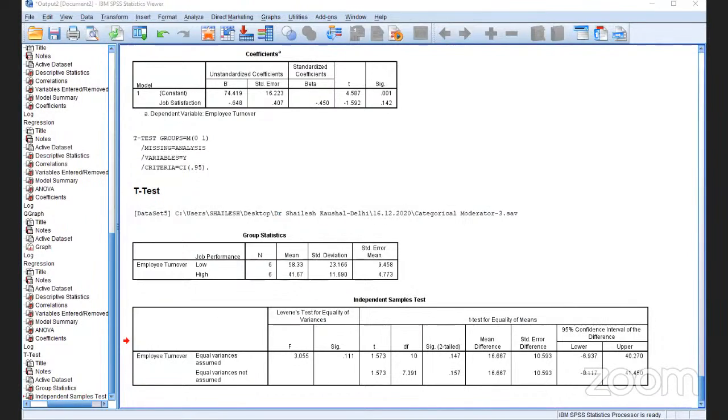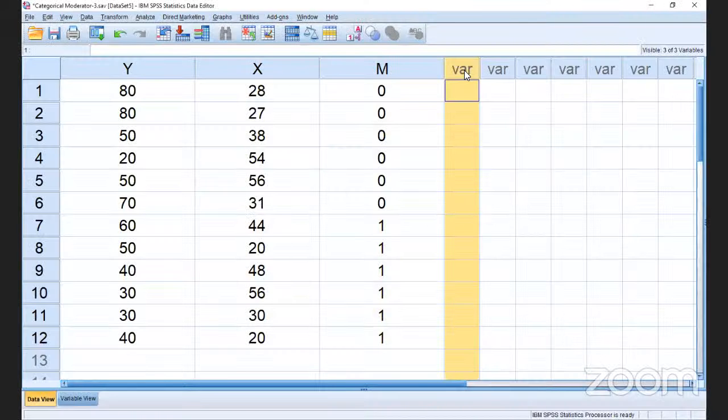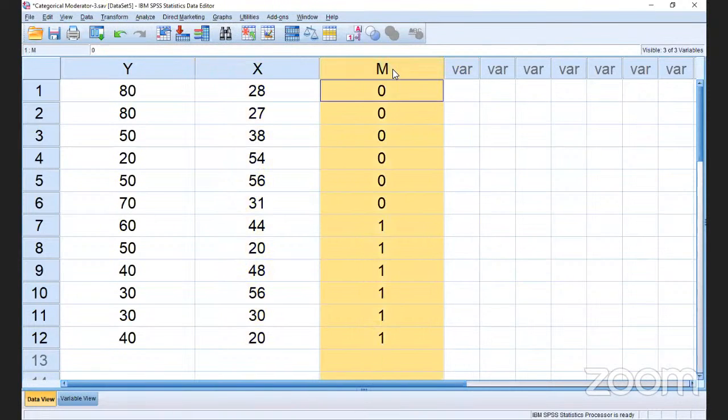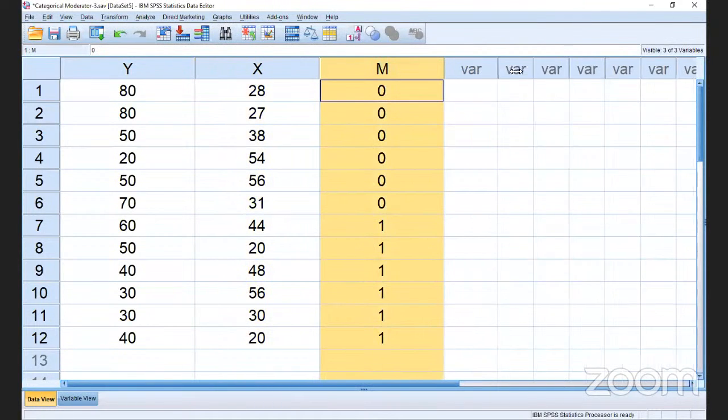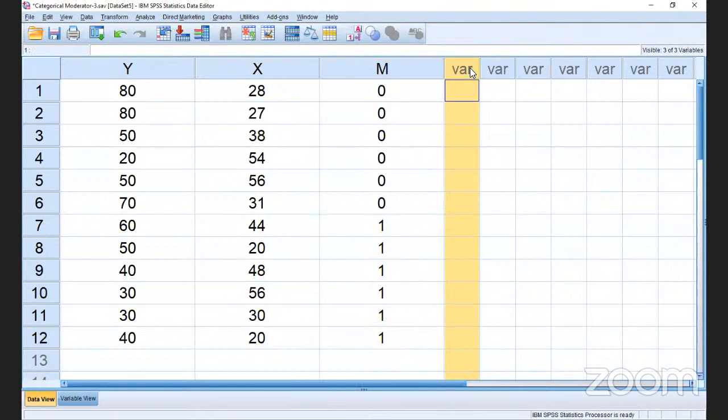So I am stopping sharing this and opening my file. Now third, we will create the new term, so we can check the relationship using the interaction term, meaning multiplying these. So we will create a new variable here, the fourth variable. So how to create the new variable?